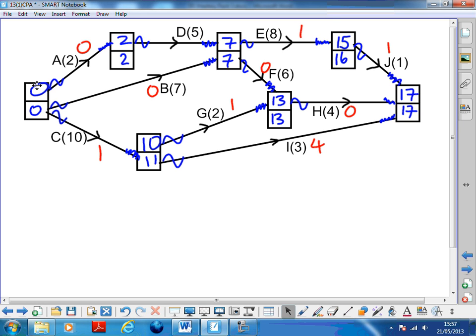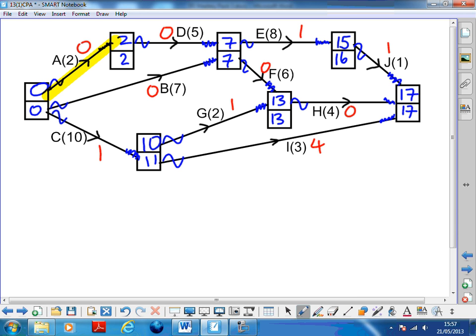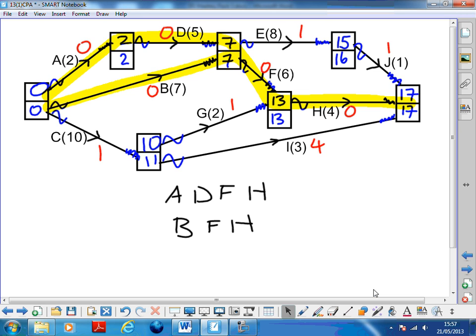So, critical path. I didn't do the float on D. D has got no float. Good, that's on the critical path. So, critical path A, D, F, H. Or B, F, H. That's the other one. So one critical path is A, D, F, H, and another critical path is B, F, H. There are two critical paths.